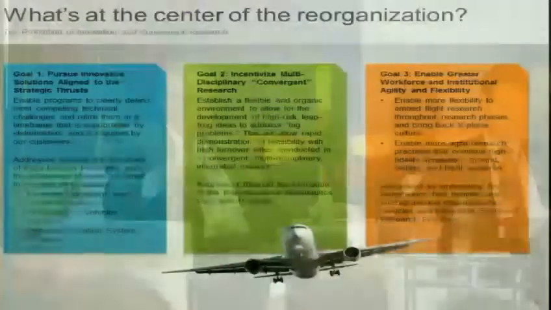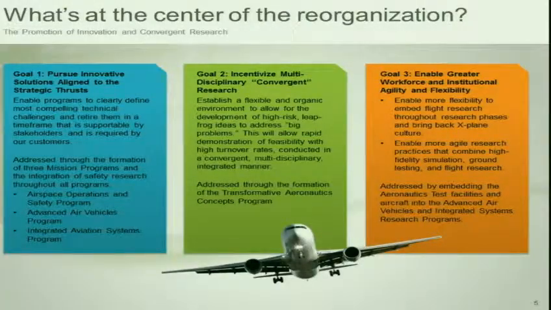So those are the 6 thrusts. What we have done over the last year, since Aviation 2013, is looking at, okay, so that's the strategy. How do we organize in order to effectively implement the strategy? And so we had 3 things that we wanted to do. One was clearly to pursue innovative solutions aligned with the strategic thrusts.